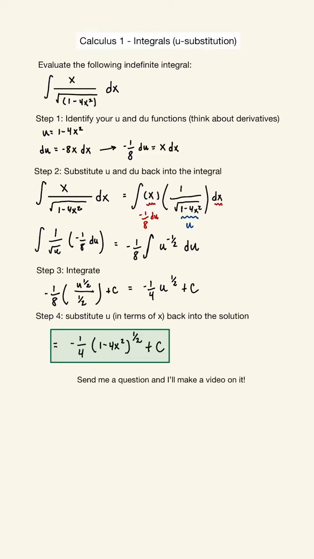Here we have another u-substitution example problem, and we want to evaluate the following integral using u-substitution. And the first step in evaluating this integral is we want to define our u and du terms.